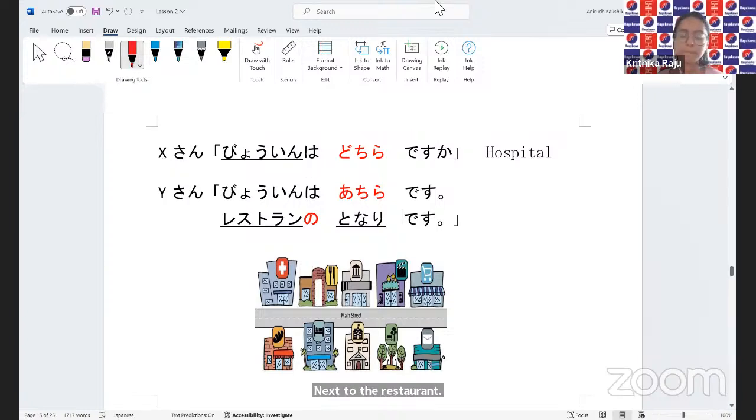Thank you. So it's meaning hospital next to restaurant, right? Yes. So Wai-san says, Byoin wa dochira desu. The hospital is that place over there. Restaurant no tonari desu. It is next to the restaurant. Okay.